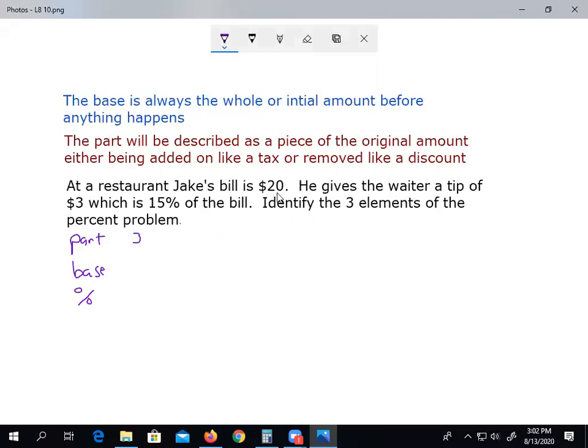So, Jake's bill was $20. That's the whole amount of the bill or the initial amount. So that's where the base is. It's kind of the whole or the initial amount, 20.